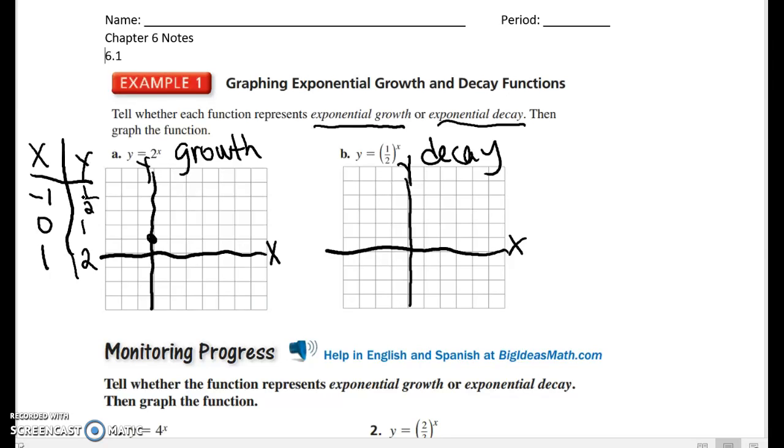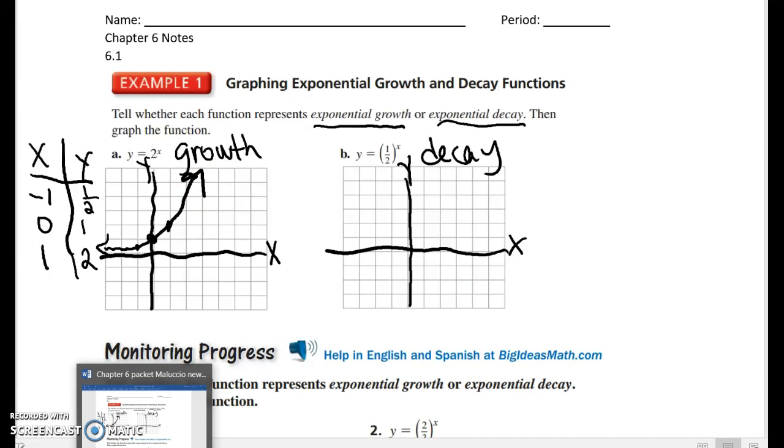So if I plot those points, here's what I get. And I know it's going to be a curve going up. So it will look something like that. You can also look at this in your graphing calculator.